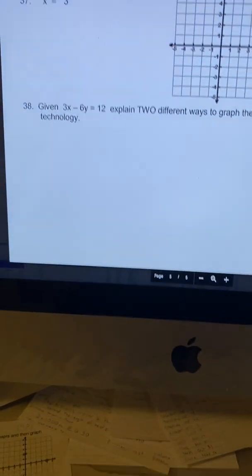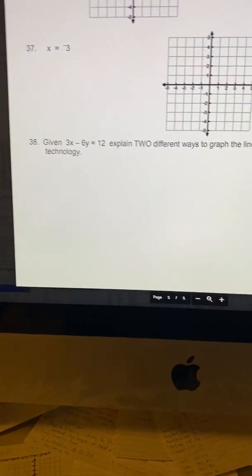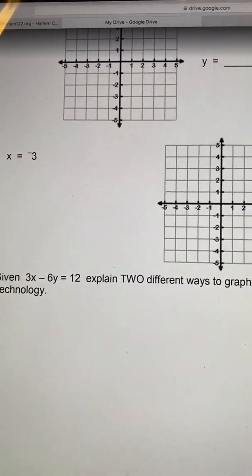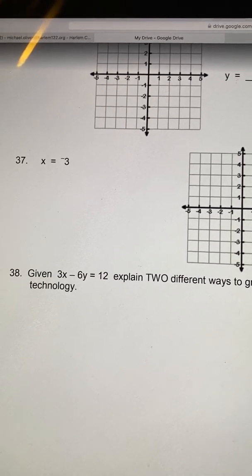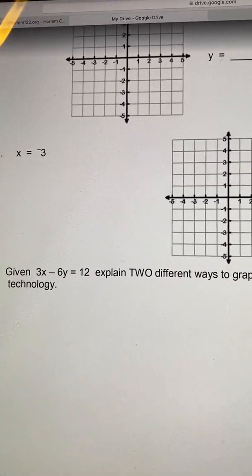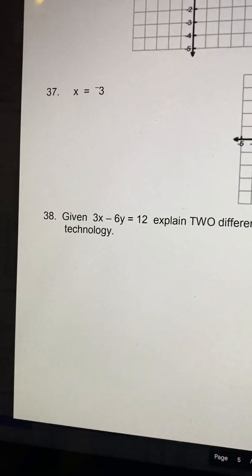Now, number 38. There are a multitude of different ways that you can find the ways to do the graph for this problem. You could use a t-bar graph and choose a bunch of points to put in for x and chug out the answers for y. You could make a t-bar graph where you choose a bunch of answers for y and chug out these problems.